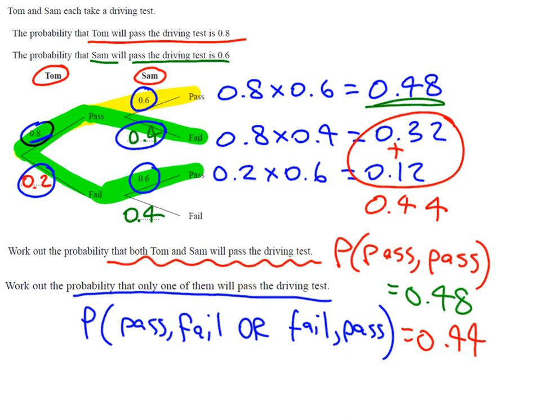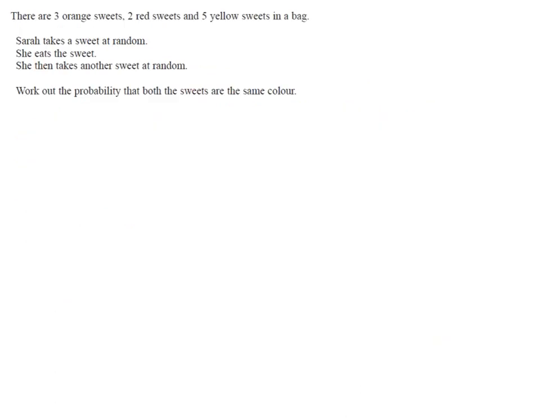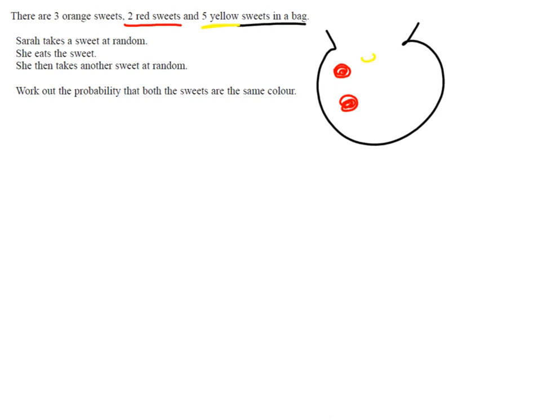Simple as that. I think you'll quite like tree diagrams when you get used to them. Next question. I like this question because it doesn't give you the diagram, but it is sweets in a bag again. Very common question. So there are 3 orange sweets, 2 red sweets, 5 yellow. I hope you can see the yellow okay. 1, 2, 3, 4, 5, and 3 orange.